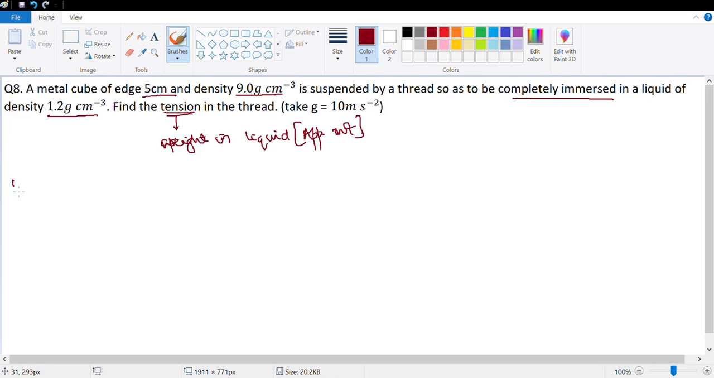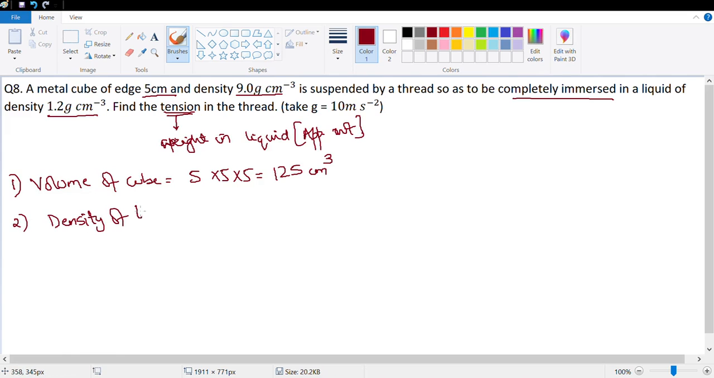Let's just figure out the volume of solid. So volume of cube would be equal to 5 into 5 into 5, that's 125 centimeter cube. Density of solid is given as 9. I don't really need the density yet. Let's check. And density of liquid is given equal to 1.2 gram per centimeter cube. So we will calculate upthrust.